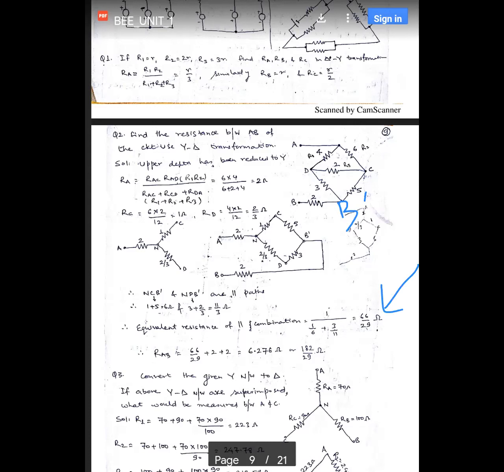Now the revised circuit is that we know the value of this as 66 by 29 ohms. These 2 ohm and this 2 ohm are in series, so they get added up, and so this is the equivalent resistance which we have calculated. Okay, clear?